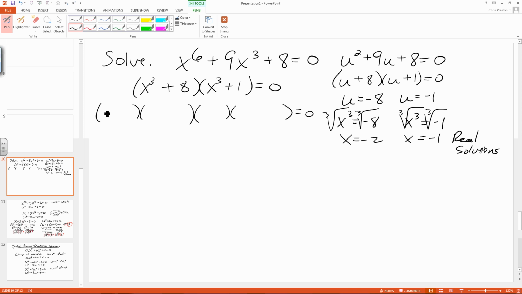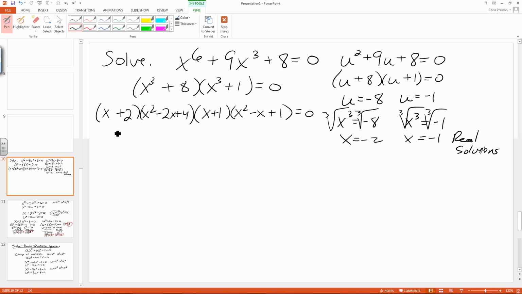What am I cubing? X. What am I cubing to get 8? 2. Same signs, that's positive 2. Square this first one. Take the first times the second, change the sign, and then square the second one. Do the same thing over here. What am I cubing? What am I cubing? Same sign, I'm adding. Square the first one. First times second, change the sign, and then square the second one.